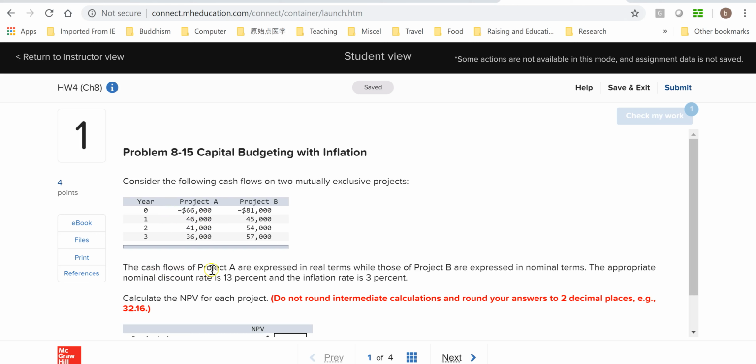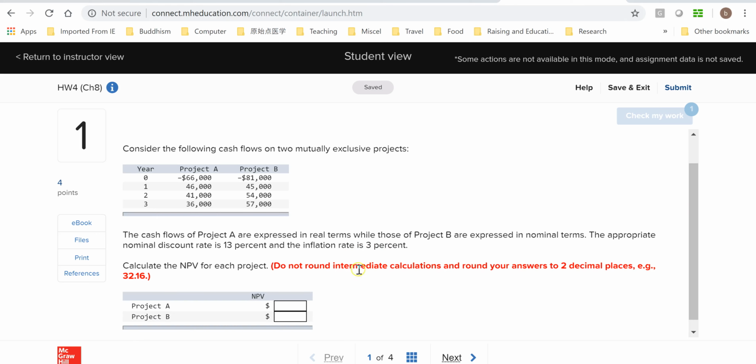The cash flows of project A are expressed in real terms. So that means these numbers are in real terms, while those of project B are expressed in nominal terms. So that means the second column, these numbers are in nominal terms. The appropriate nominal discount rate is 13%, and the inflation rate is 3%. Calculate the NPV for each project.